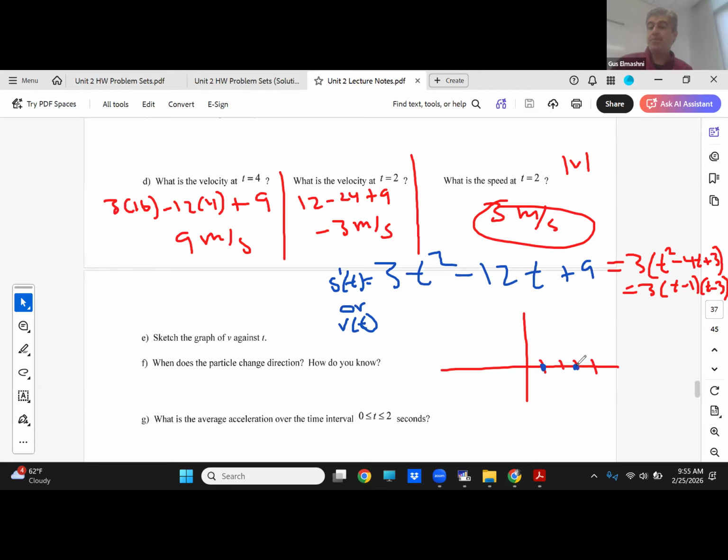So you have this and this. What's my vertex going to be? At 2 comma something, right? 2 comma what? If I plug in 2, what do I get? Negative 3, right? Yeah, you get negative 3. So when you become more well-versed in algebra, you can do these problems pretty easily. And at 0, the initial position is 9.